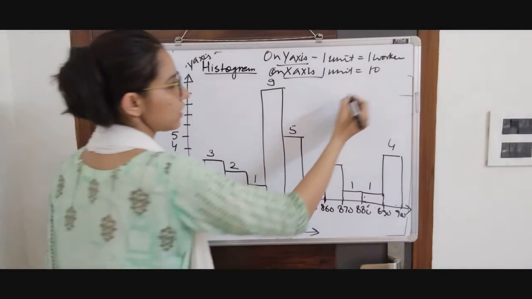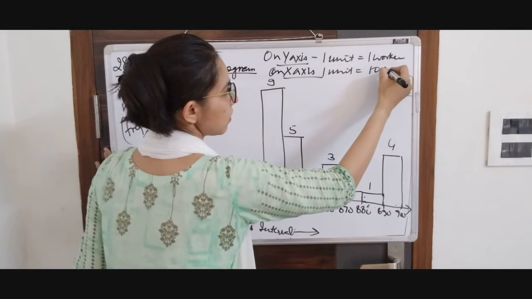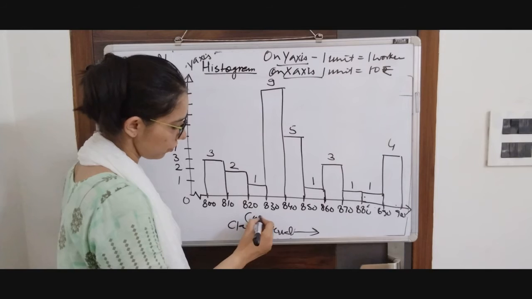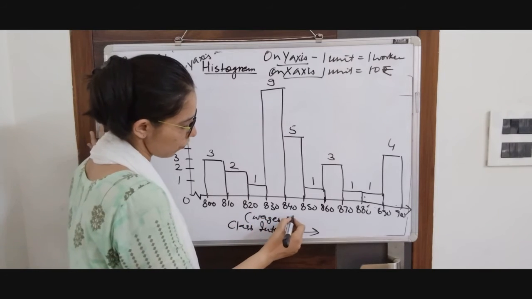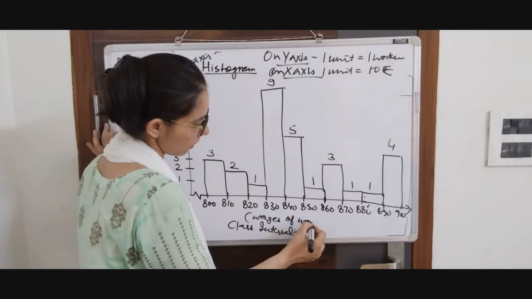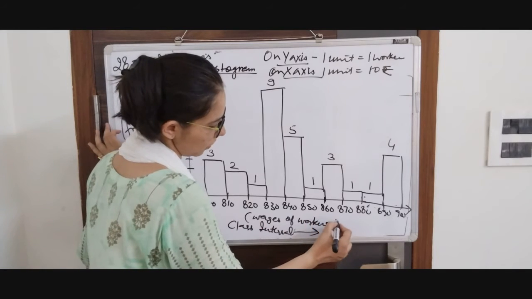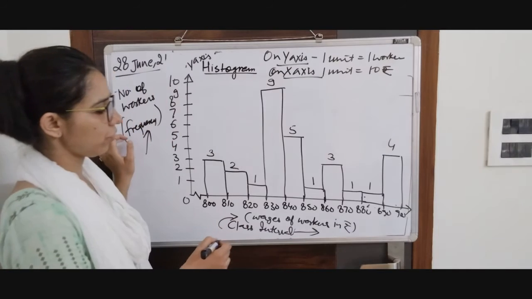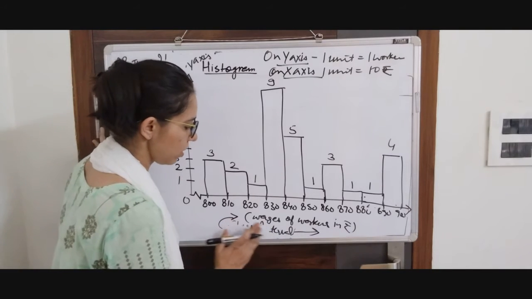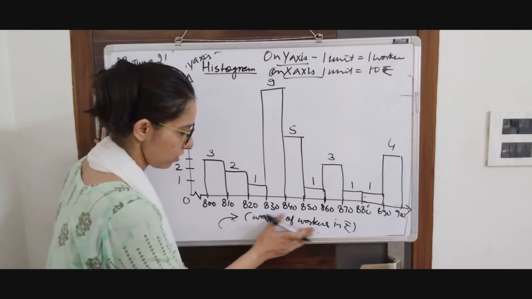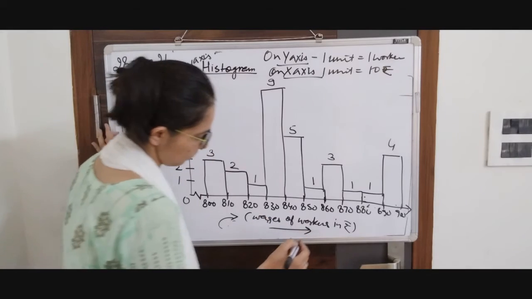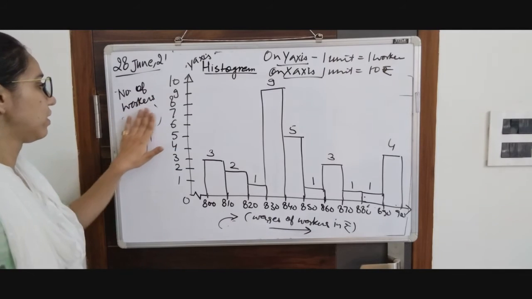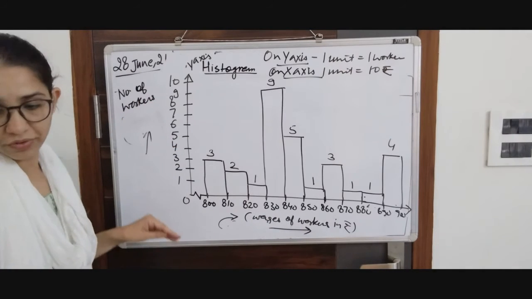And instead of class interval, because it was wages, we were talking about wages of workers in rupees, you can write either class intervals or you can write wages of workers. Wages of workers will be a more suitable title. Number of workers here. So this is our histogram.